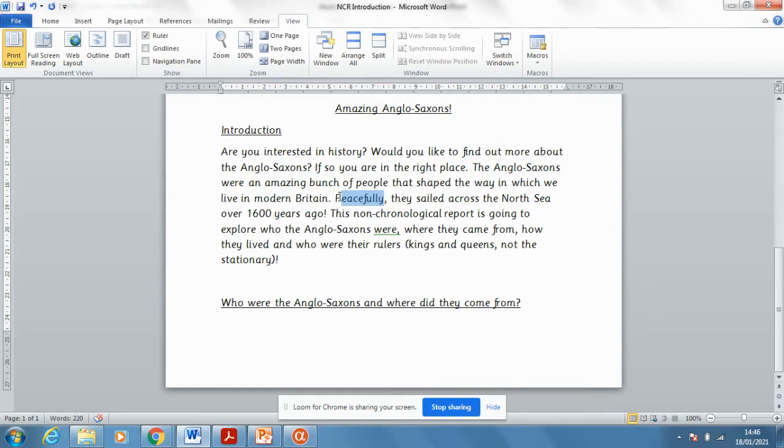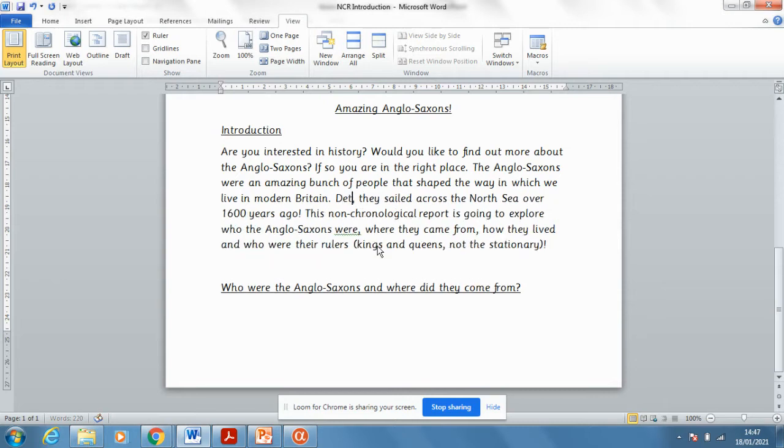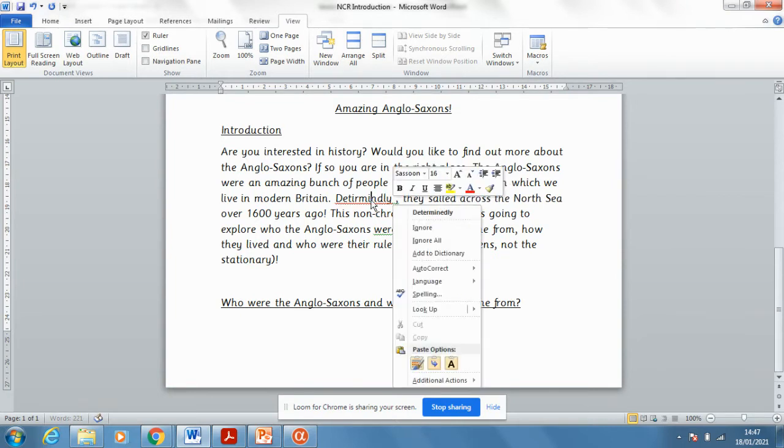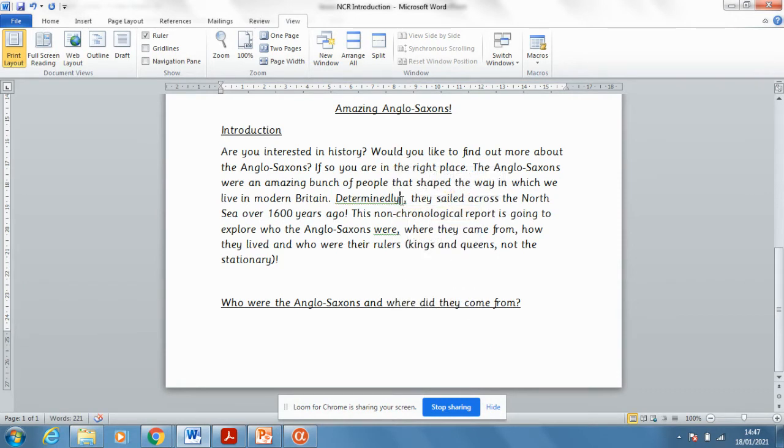So all I need to do now is think of a different word to replace peacefully, so that it makes sense. Determinedly, because they were determined to get over to what we now call the UK. So determinedly. I spelled that wrong. It's because I'm trying to think about what I'm typing rather than how to spell it. So determinedly, they sailed across the North Sea over 1,600 years ago. Okay, so let's have a look at who the Anglo-Saxons were and where they came from.